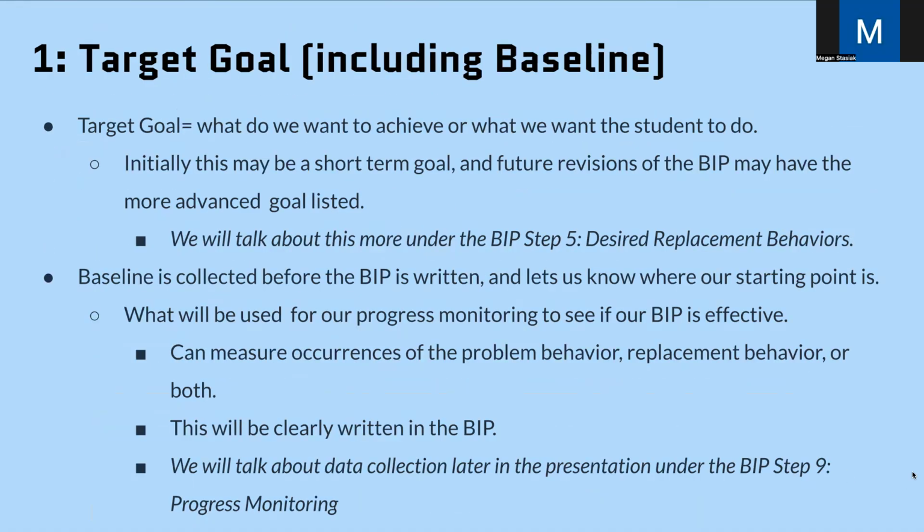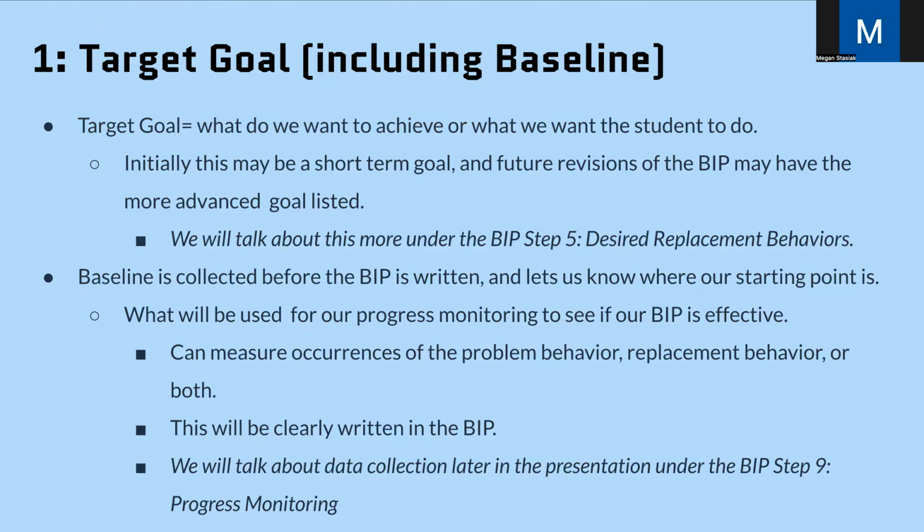Next, we have the target goal, which will also include some baseline data. So, the target goal is what we want to achieve, or what we want the student to do. Initially, this might be a short-term goal, and then future revisions of the BIP may have the more advanced goal listed. Sometimes some teams might want to list more goals. It really just depends on your school, your setting, your protocol. So we will talk about this a little bit more under step 5 of the desired replacement behaviors.